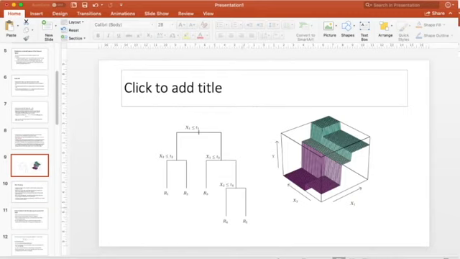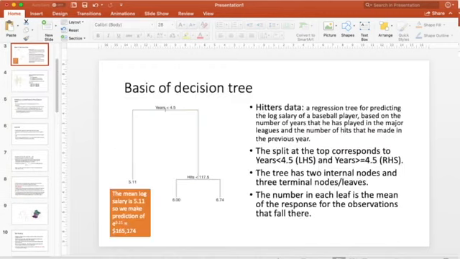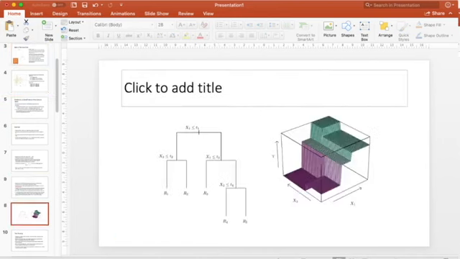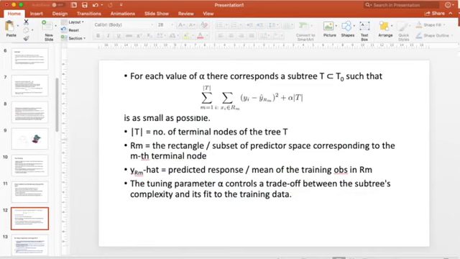So this is the tree of the size 5 because we have 5 terminal nodes here. For the Hitters data, we have the tree with the size of 3 because we have 3 terminal nodes here. So that |T| is actually the size of the tree, or the terminal nodes of the tree T. So what does it mean here?